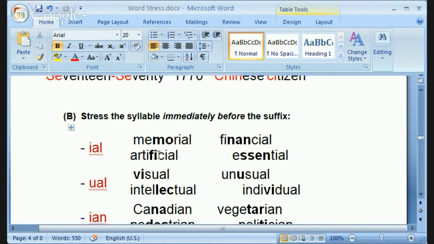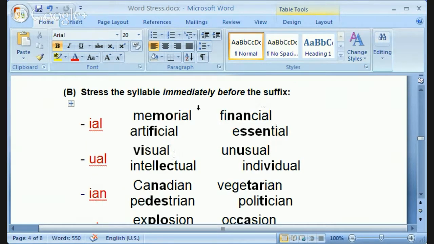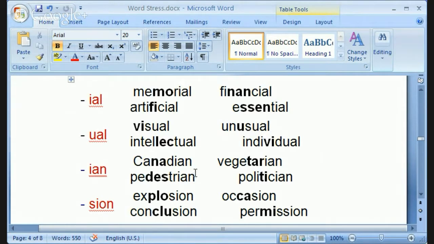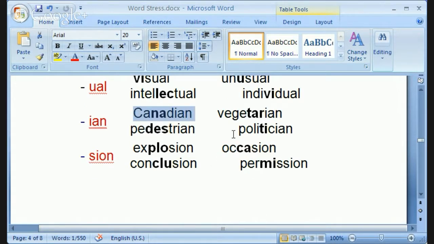Artificial. All right. Notice in every case, it is the syllable which precedes, the syllable before the suffix, which is why we say Canadian instead of Canadian. Vegetarian, politician. All right.